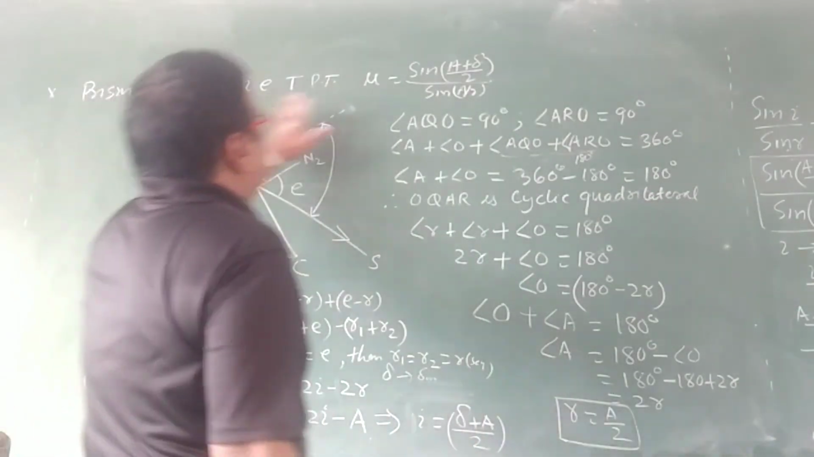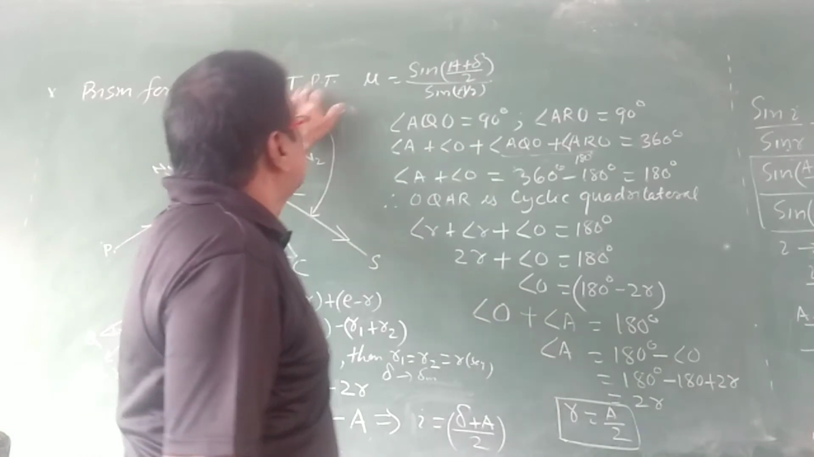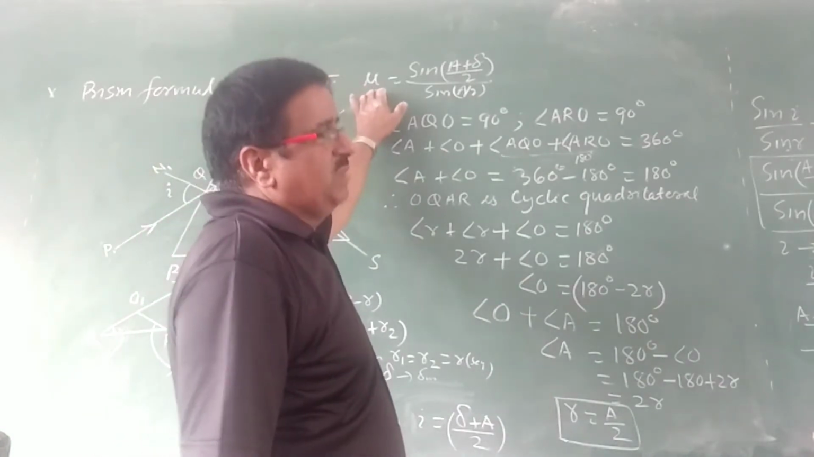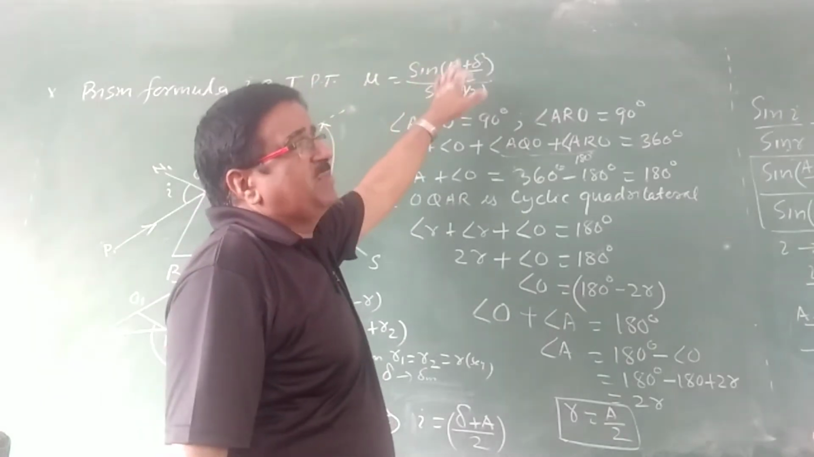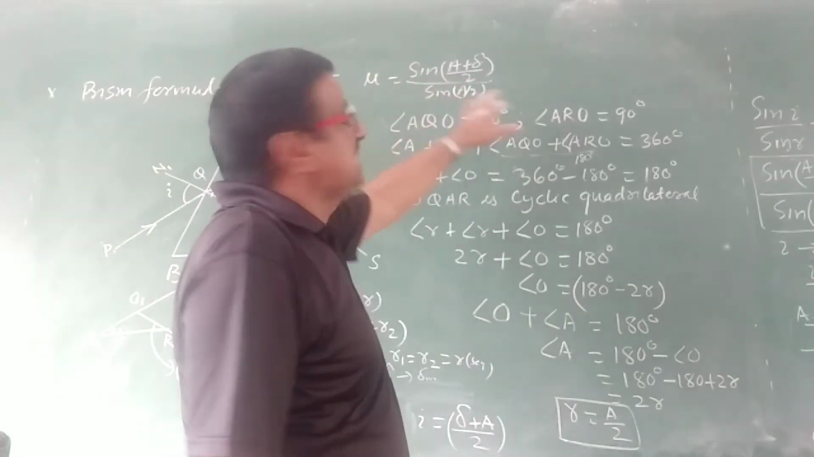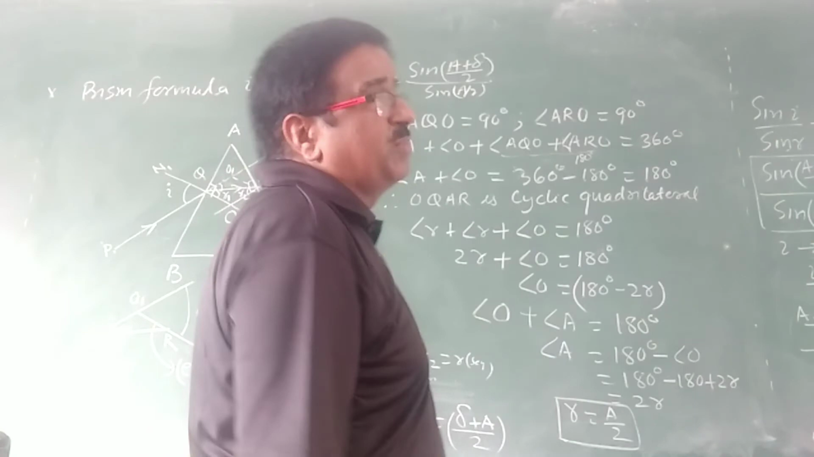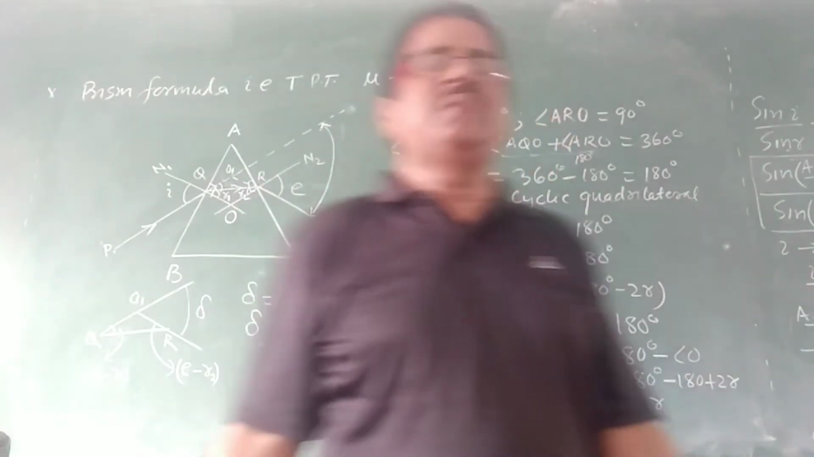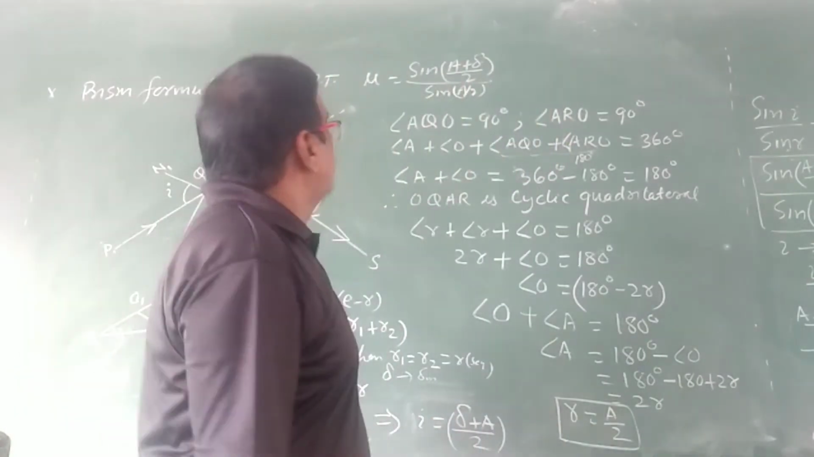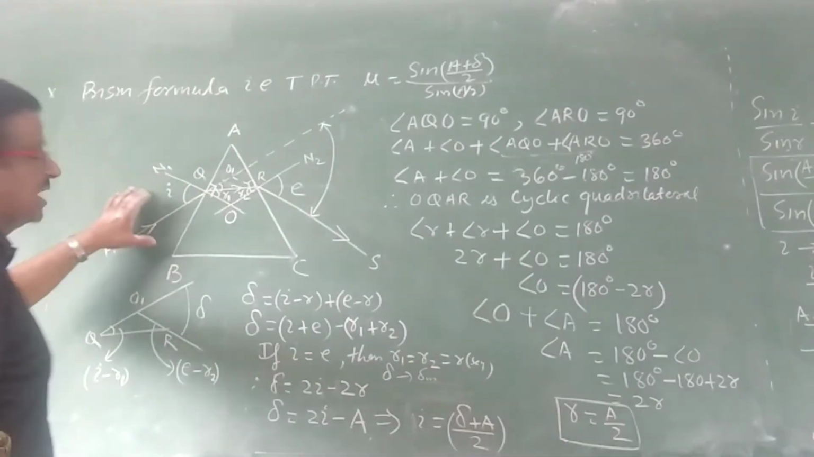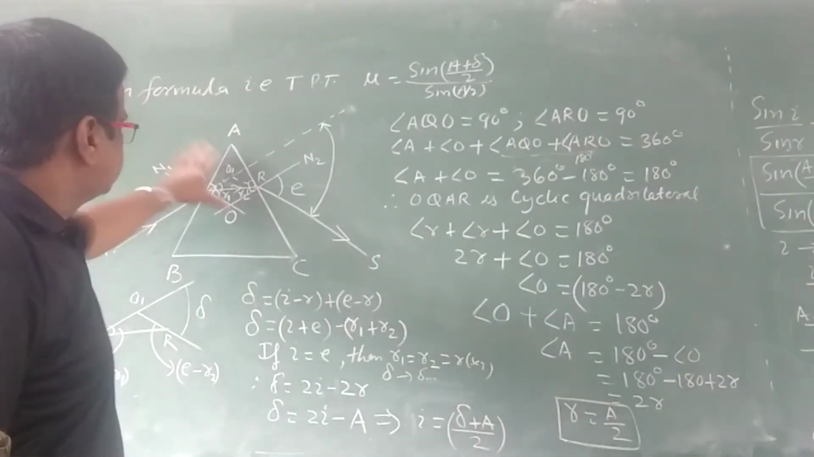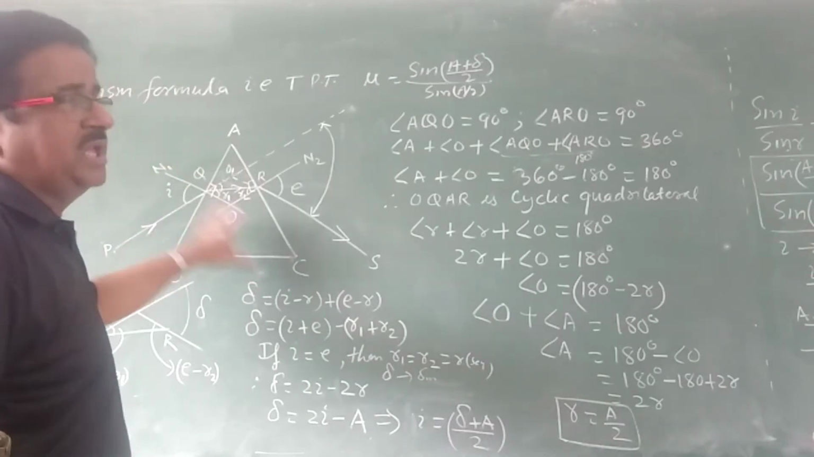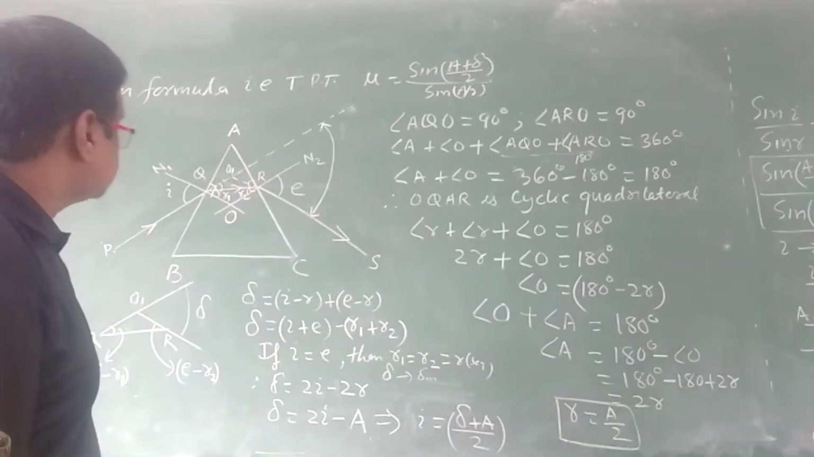The Prism formula is given by, that is, we have to prove that mu, the refractive index of the prism, is sin of (A plus delta) by 2 divided by sin A by 2, where A is the angle of prism and delta is the minimum deviation. This is the ray diagram from the previous lecture, I have explained it.